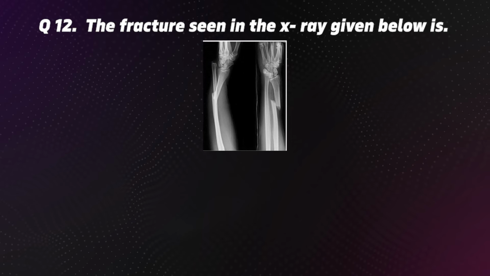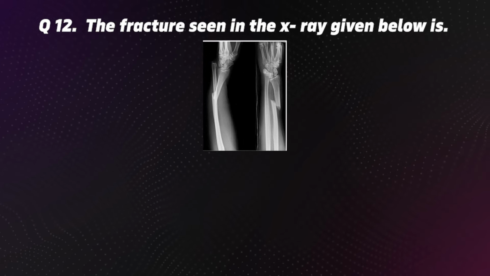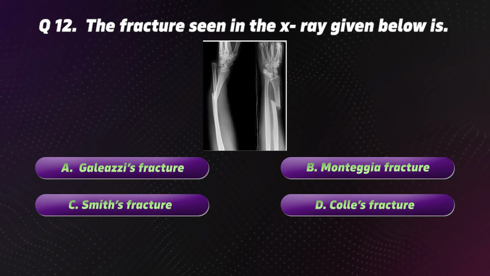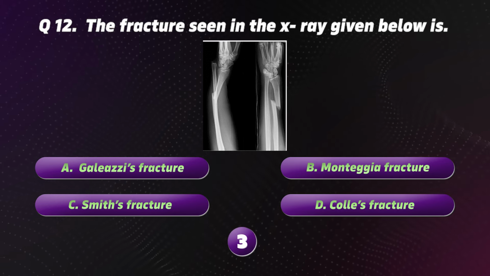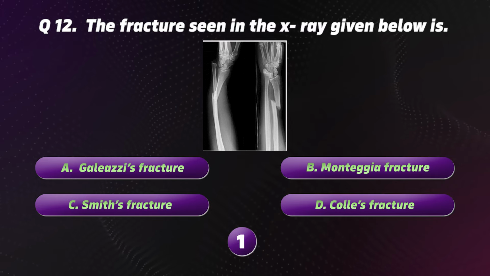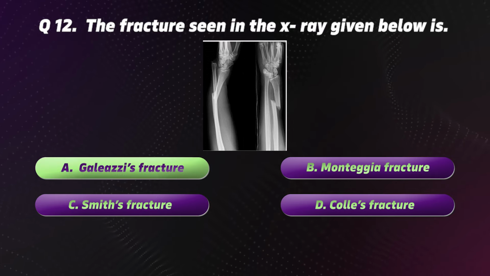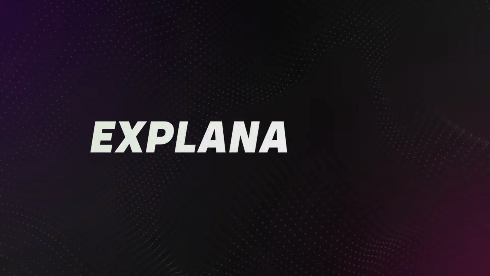Question 12. The fracture seen in the X-ray given below is. Here are the options. A. Galeazzi's fracture. B. Monteggia fracture. C. Smith's fracture. D. Colles fracture. And the correct answer is A. Galeazzi's fracture. Here's the explanation.